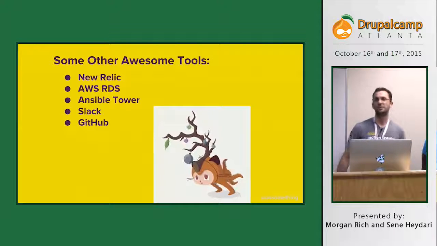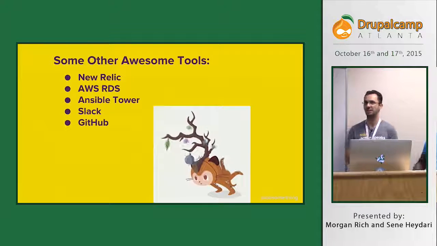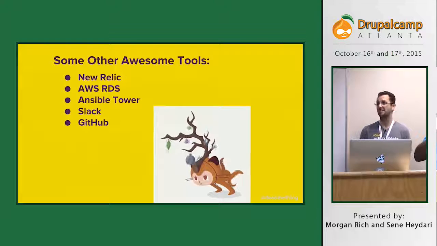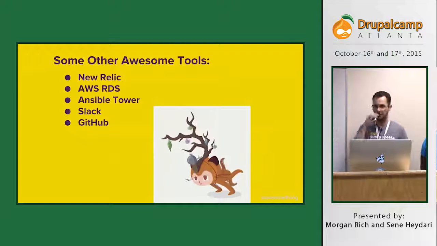Some other awesome tools we used. New Relic. These are closed source. We love open source, but sometimes you just need to get the job done. New Relic is amazing for stack monitoring, and we put it in Ansible as an installable agent on all of our servers.